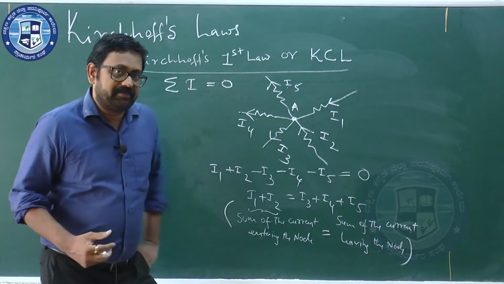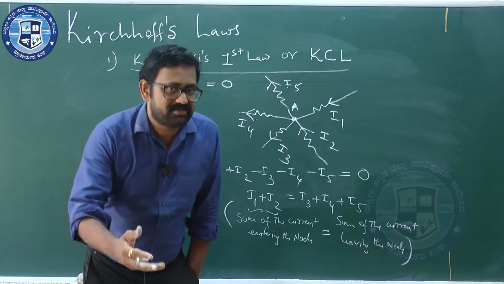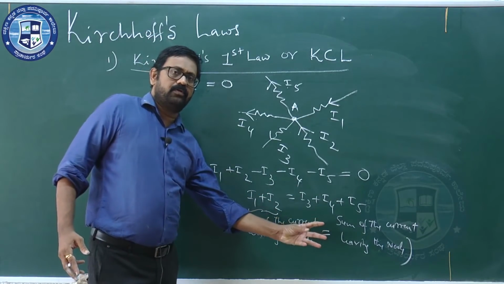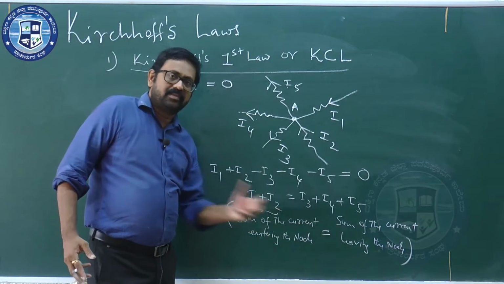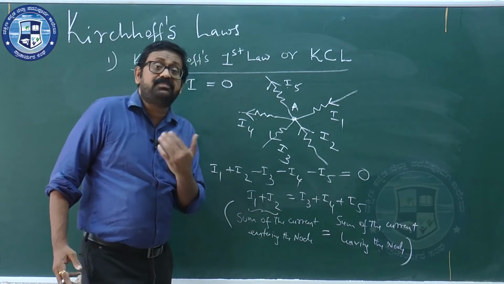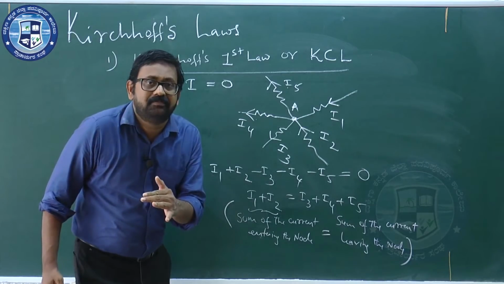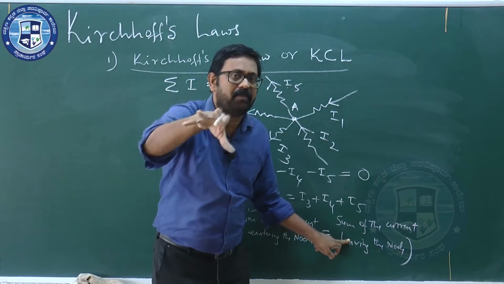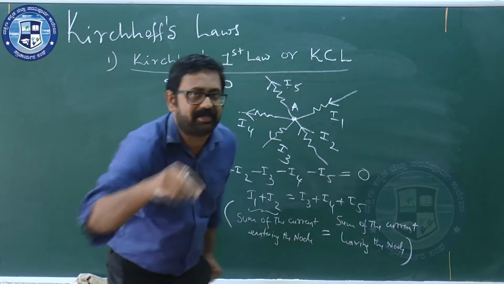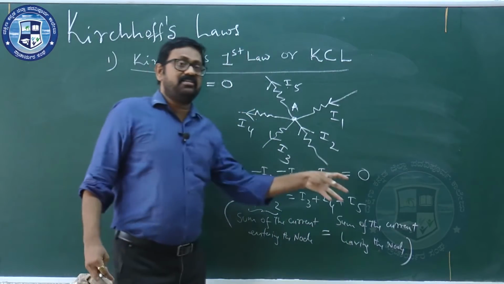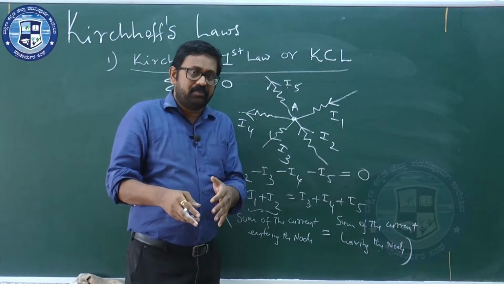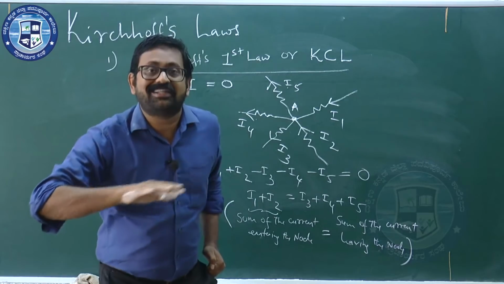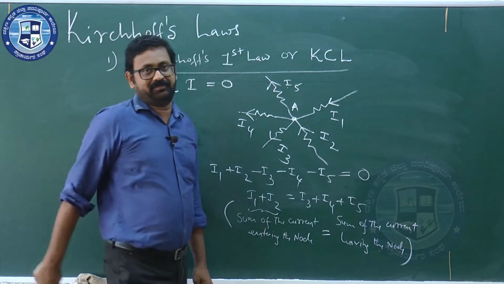What do you mean by current? Flow of charges. When they say sum of the current entering the node, it is nothing but the amount of charges entering the node in some time, is equal to sum of the current leaving the node, meaning the same amount of charges are leaving the node in the same time. Whatever charges enter the node in some time, the same number of charges are leaving the node at the same time, meaning no charges are accumulated at the node.